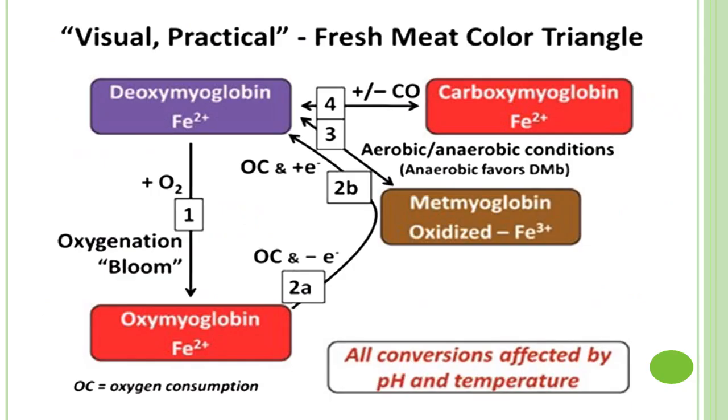Here once again we can see that fresh meat color triangle from deoxymyoglobin, ferrostate. Sometimes it can be carboxymyoglobin when there is no oxygen and carbon monoxide is added. But when there is no air, or anaerobic condition, it may lead to metmyoglobin formation. It happens due to other conditions also, and the deoxymyoglobin to oxymyoglobin, which I have already explained earlier. So all these conversions are also affected by pH and temperature. pH and temperature play a very important role in this oxidation or reduction, which we will see again.